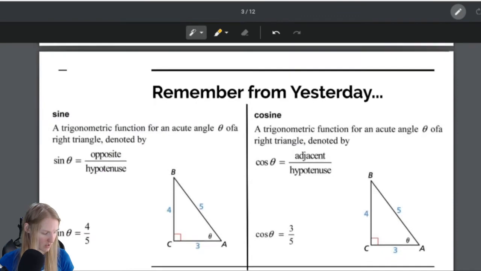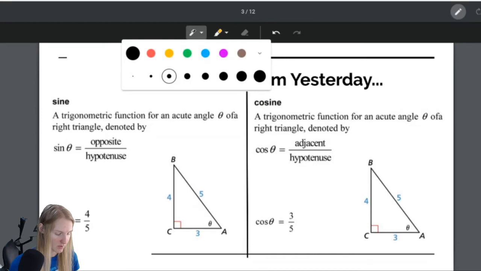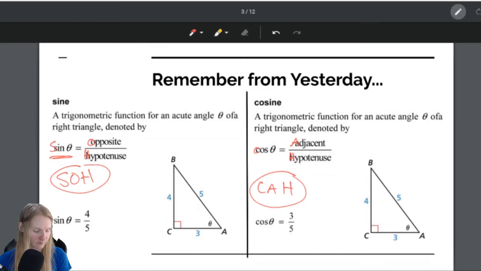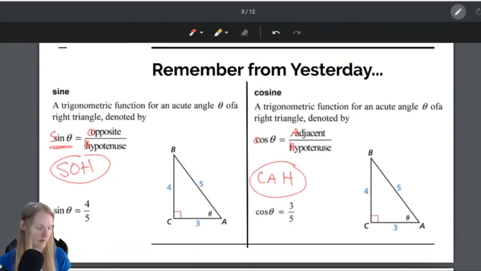The first thing we need to do is remember yesterday. Remember that sine is opposite over hypotenuse. This is the SO in SOHCAHTOA. And cosine is adjacent over hypotenuse. This is where the CAH comes from. So definitely remember those things. Sine, opposite over hypotenuse. Cosine, adjacent over hypotenuse. Those are the most important things to remember from yesterday and today.